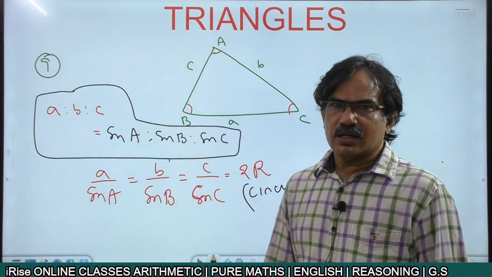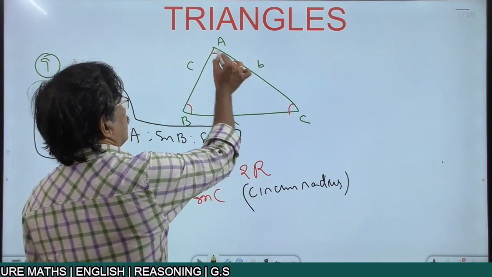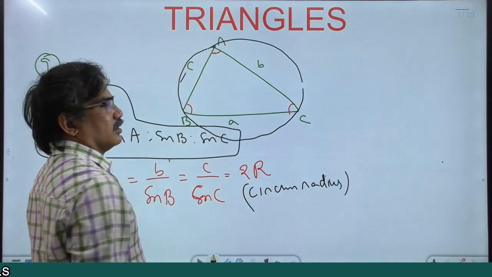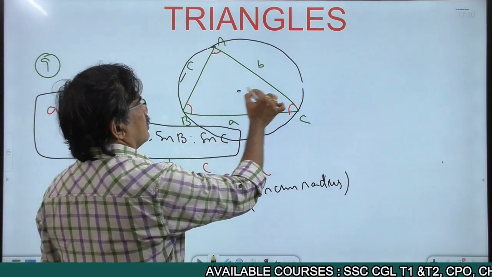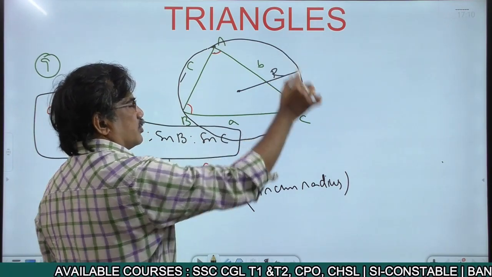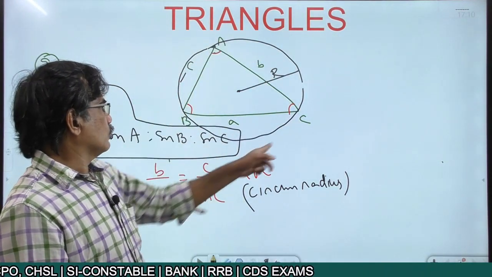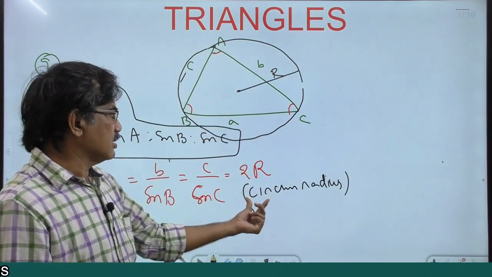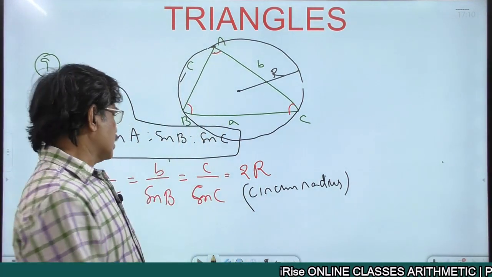Where R is called circumradius. What is circumradius? If we draw a circle passing through 3 vertices of a triangle, it is called circumcircle. The radius of that circle is called circumradius. So this is the property.